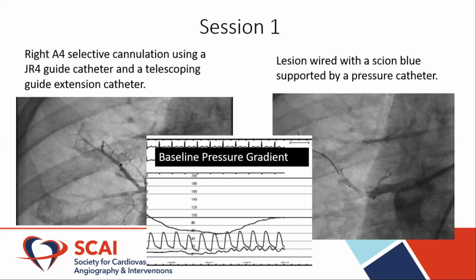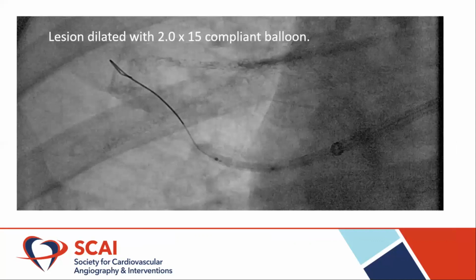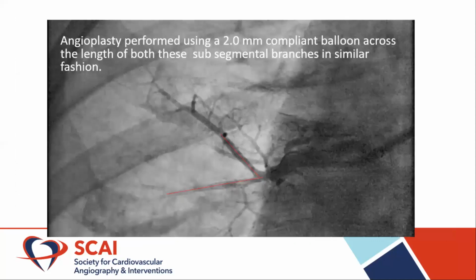As you can see here, proximally you see phasic arterial flow. Distally you see a flat line, a wedge-like tracing. That's a telltale sign of a significant stenosis in these patients. It's dilated with a 2/15 balloon. And then the same balloon is used to dilate the right A4 segment across both these subsegmental branches.